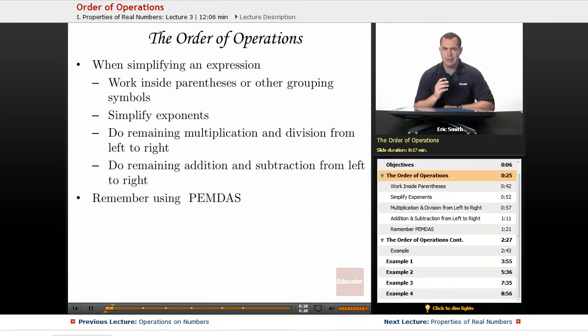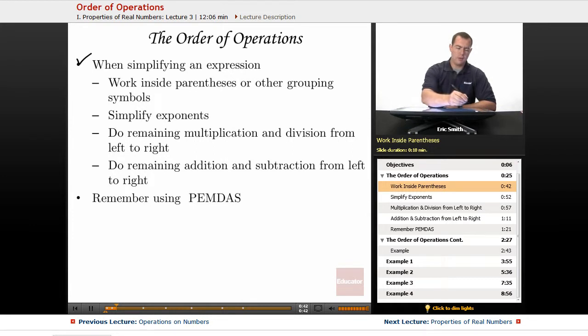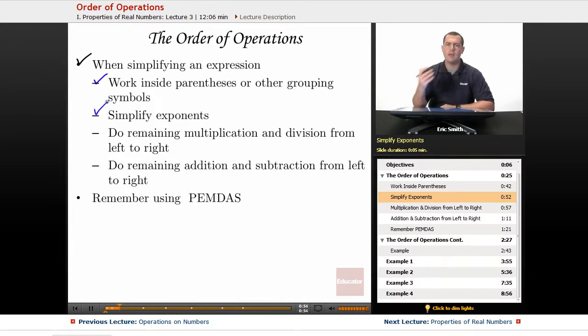So when trying to simplify a much larger expression with many different types of operations present, we have to figure out what to do first. Well, our order of operations gives us a nice roadmap on what we should be doing. The very first thing that we should do is work inside our grouping symbols. That means if you see parentheses or brackets, work inside of those first.